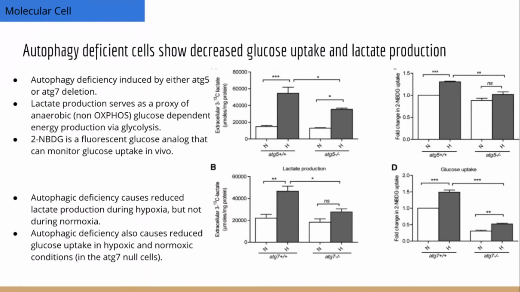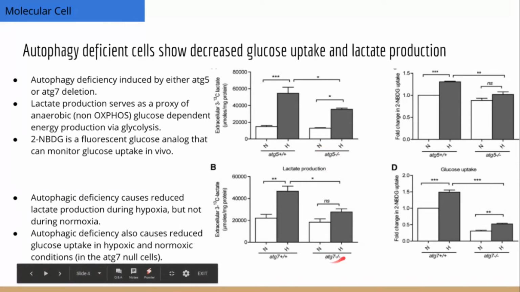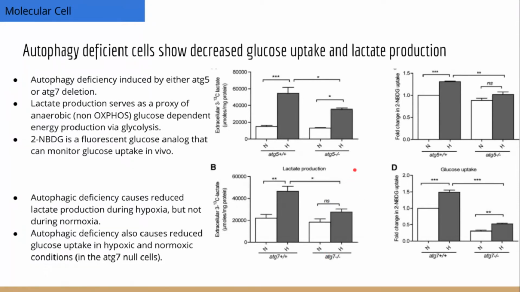To investigate the effects of autophagy deficiency, they knocked out either ATG5, right here, or ATG7 in mouse embryonic fibroblasts. So the cells they were using were mouse embryonic fibroblasts. And ATG5 and ATG7 are critical components to the formation of the autophagosome. So when they're missing in these knockouts, it basically prevents autophagy.